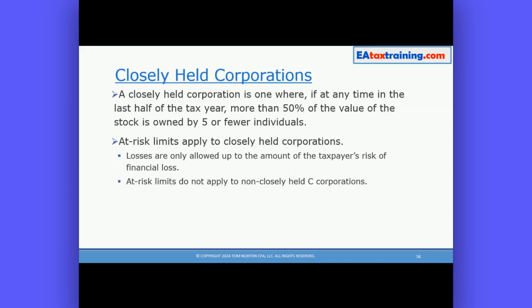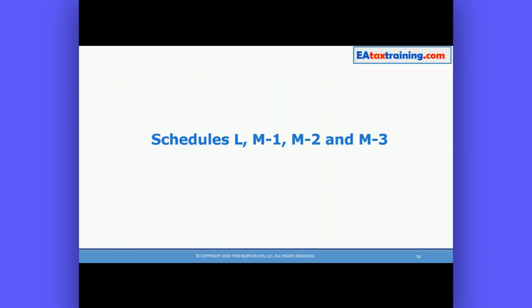Next, closely held corporations. We actually talked about this in a different video when we talked about at-risk limits, but we'll go over it again because it is a C Corp concept. A closely held corporation is one where at any time in the last half of the tax year, more than 50% of the value of the stock is owned by 5 or fewer individuals. That is a closely held corporation. The reason that is important is because the at-risk limits apply to closely held corporations. So losses are only allowed up to the amount of the taxpayer's risk of financial loss, but these at-risk limits do not apply to non-closely held corporations.